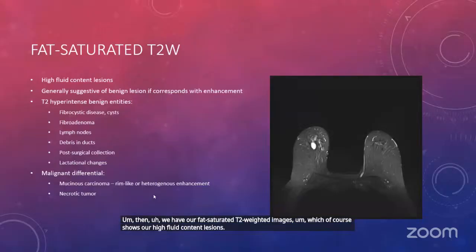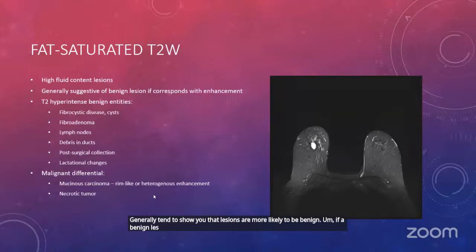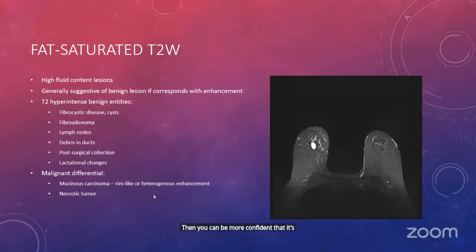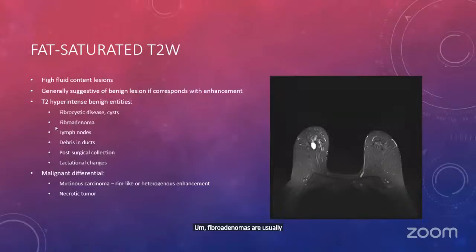In breast imaging, T2 weighted images generally tend to show you lesions that are more likely to be benign. If a benign lesion completely corresponds with enhancement, then you can be more confident that it's a benign entity. So things that you might be dealing with that are T2 hyperintense include fibrocystic disease. Fibroadenomas are usually T2 hyperintense. Lymph nodes are usually T2 hyperintense.